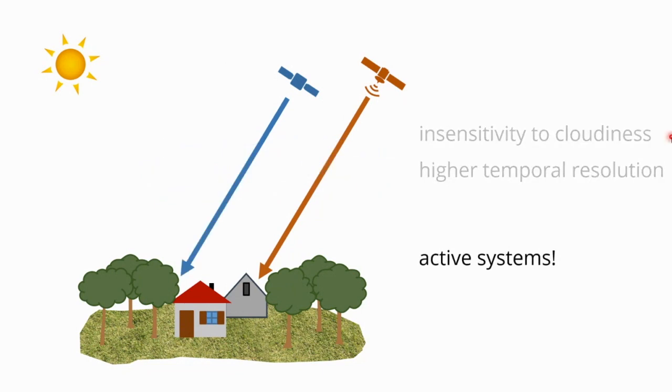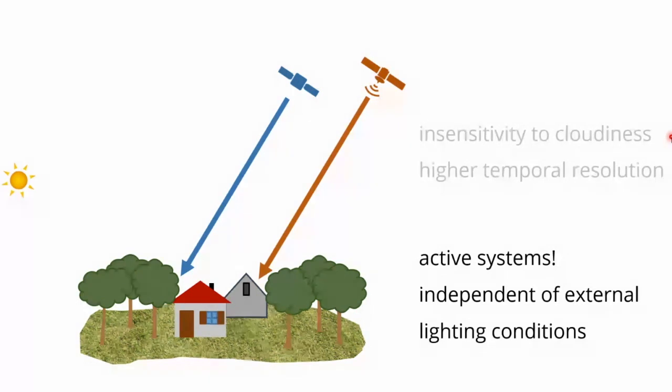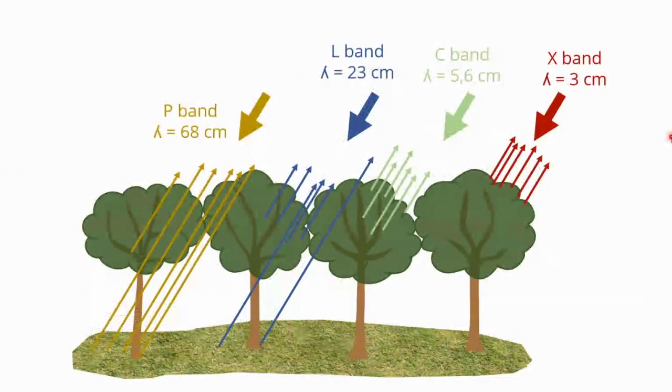That's the first thing. And also radar systems are active. That means that they emit the signal first, and then they receive this emitted signal. So we are completely independent from external lighting conditions. We can take radar images during the night, during clouds, as I said, whenever we want, actually, it doesn't matter. And of course, we couldn't do it with optical images. So that's a very useful perk of radar images.